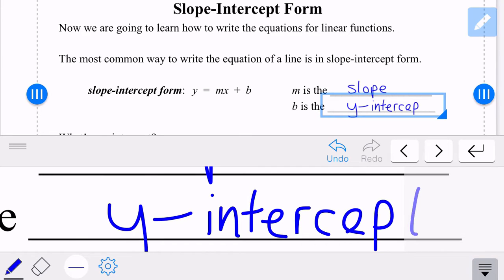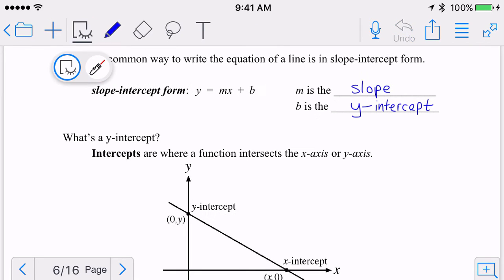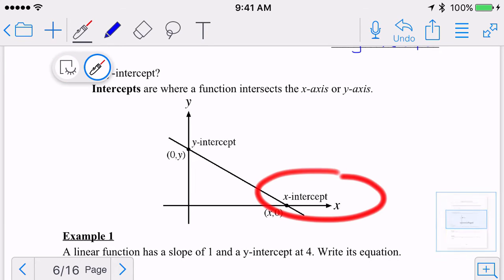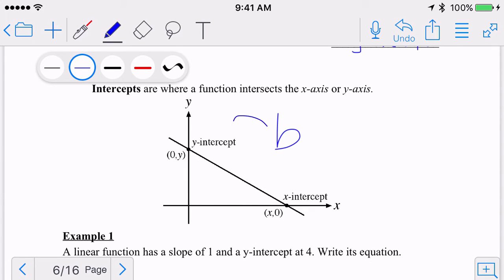Now, we haven't talked about the intercept yet. So, what is an intercept? Well, move on down here. Intercepts are where the functions cross the x-axis or the y-axis. So you've got two, an x and a y. The x-intercept is where it's crossing the x-axis. And our y-intercept, which is our b, is where we're going to cross the y-axis. So this guy right here is our b. The y-intercept is that y value there at the point (0, y), wherever that crosses.